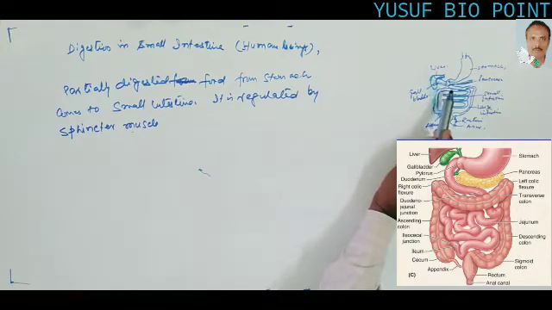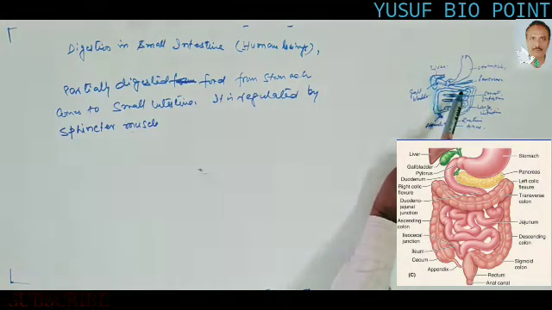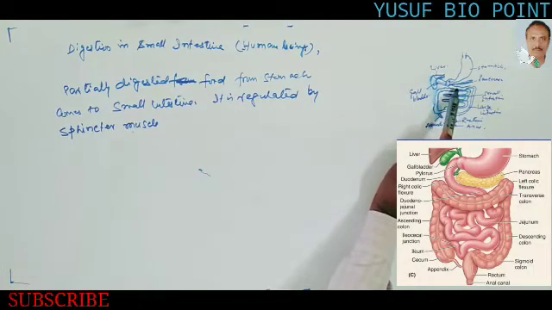So here is a muscle that is called a sphincter, which allows the food from the stomach to the intestine, but does not allow the reverse movement. It means the food cannot go to the stomach from the intestine, but it comes from the stomach to the intestine.